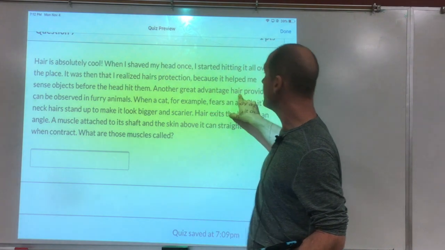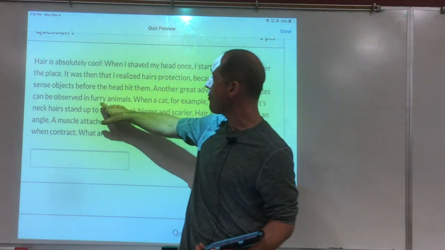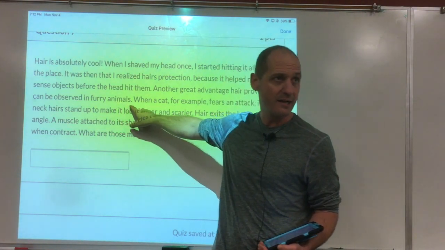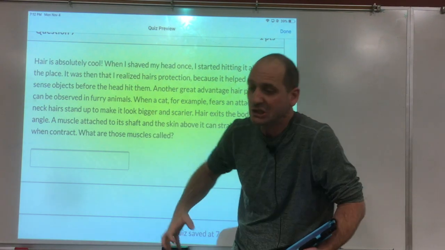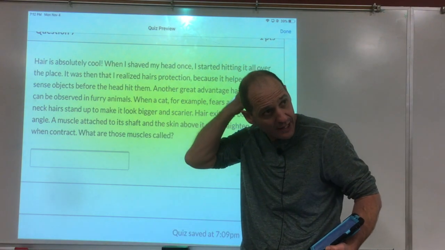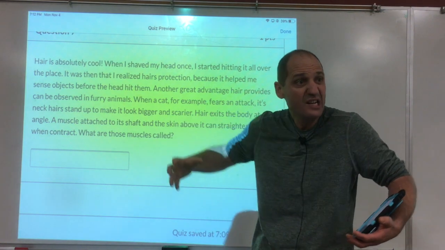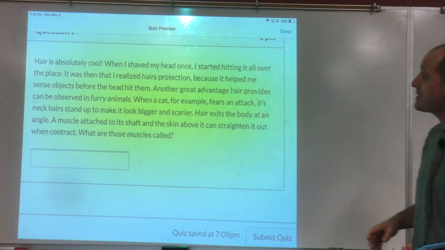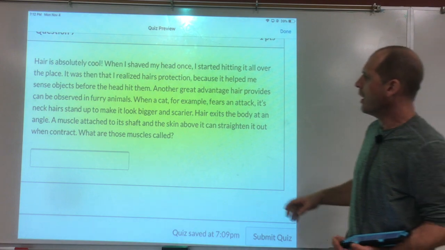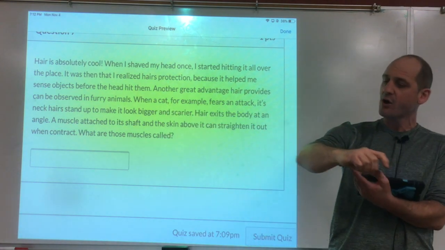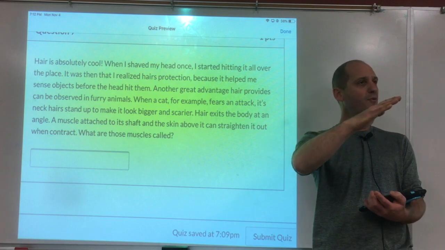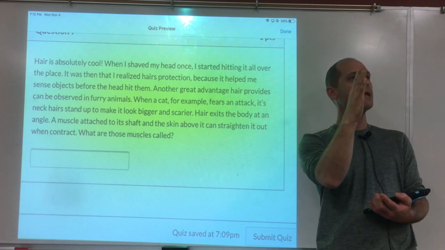And then another advantage is that in furry animals, like a cat in danger, it runs away, but then sometimes they don't. They just stand there and the hair goes up. They get furry, they get bigger, and they get more dangerous for other animals. And so that's also kind of cool. When we look at our own arm, the hair comes up at about a 45-degree angle, and then it can stand up.